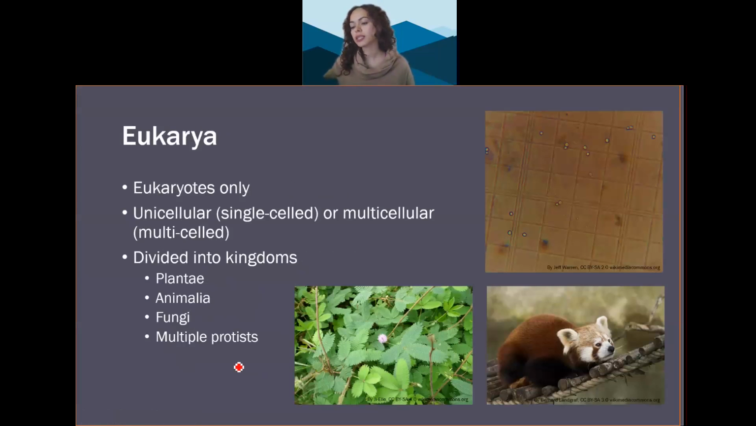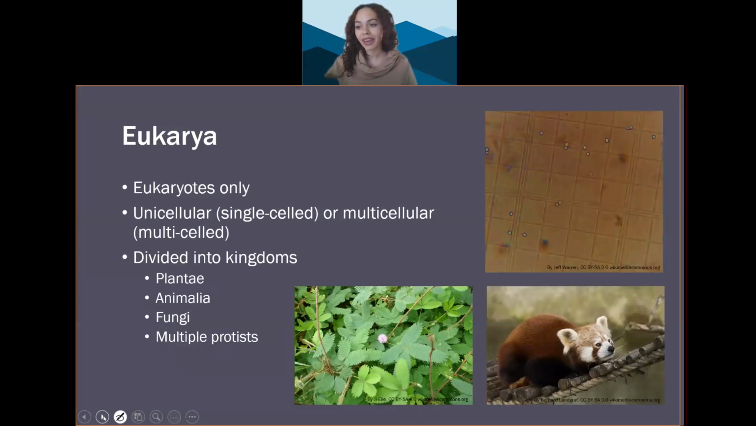Eukarya, on the other hand, consists of eukaryotes. Remember that eukaryotes are organisms whose cells have a nucleus and membrane-bound organelles. Eukaryotes can be single-celled or multicellular organisms. The domain Eukarya is further divided into groups called kingdoms, known as the kingdom of Plantae, Animalia, Fungi, and there are multiple kingdoms of protists. The kingdoms are divided based on how those organisms obtain their nutrients.